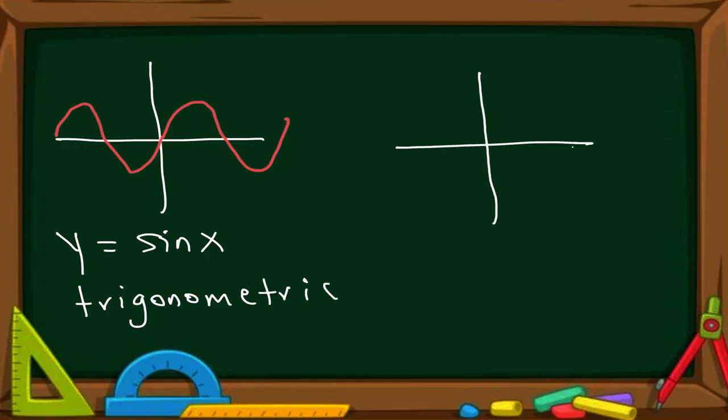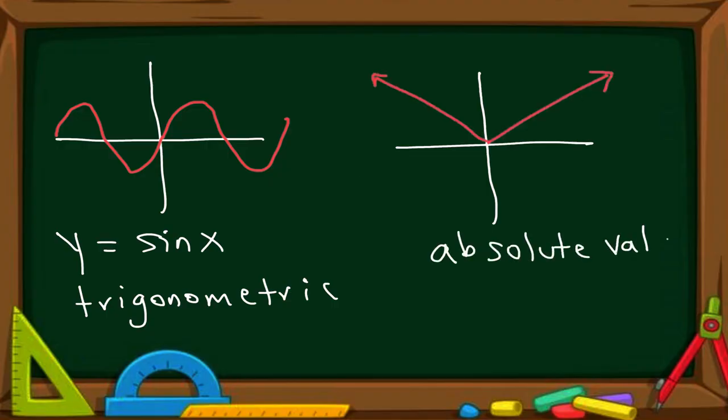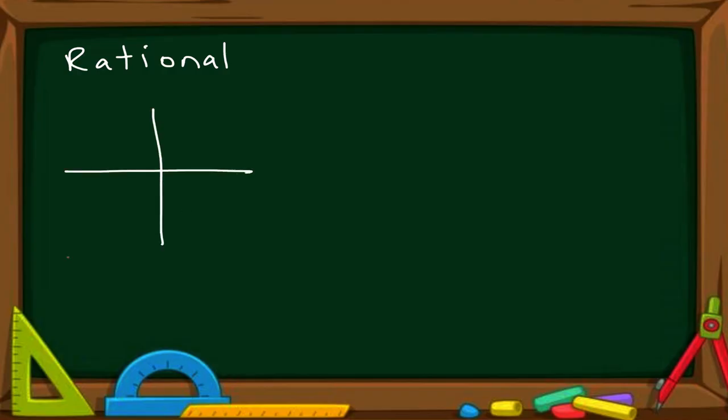Now, we do have some more functions to review. The next one is an absolute value function. I'm sure you've seen this one before, and the function is y is equal to the absolute value of x. Next, we have rational functions. This is where the degree of the denominator is greater than the degree of the numerator. So a good example of a rational function is y is equal to 1 over x. So typically, you'll see a variable on the bottom of the fraction.